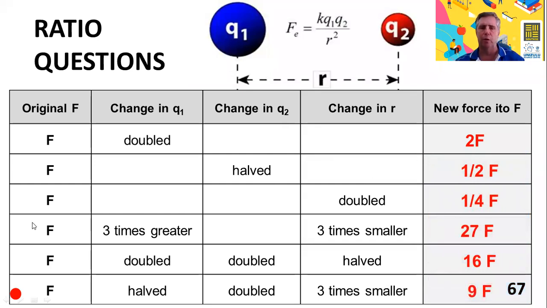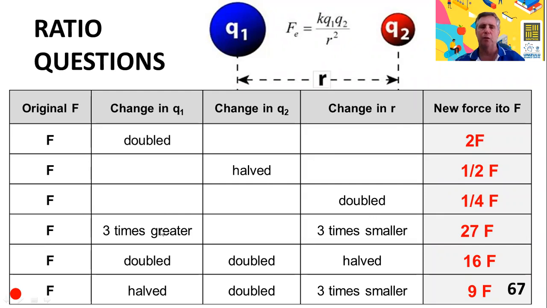Let's go through them. The third one, if you double r, this is similar to the very first one we looked at on page 66. Because it's 1 over r squared, 2r, when you square it all, becomes 4r squared. So the new force is 1/4 of the previous force. So those first three are quite simple. Now let's look at some combined effects.